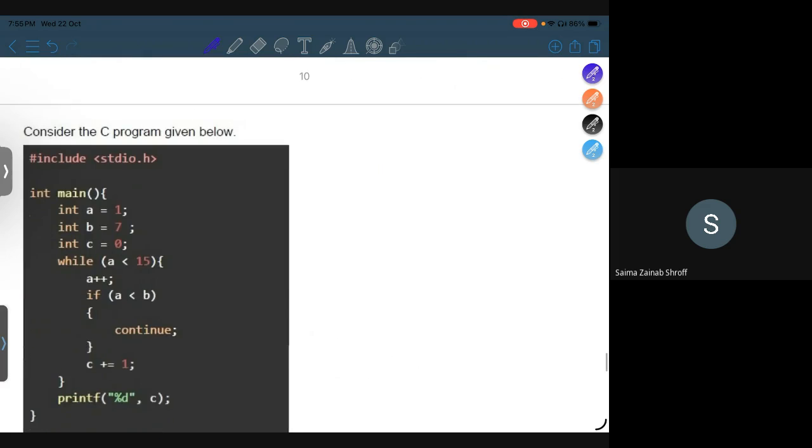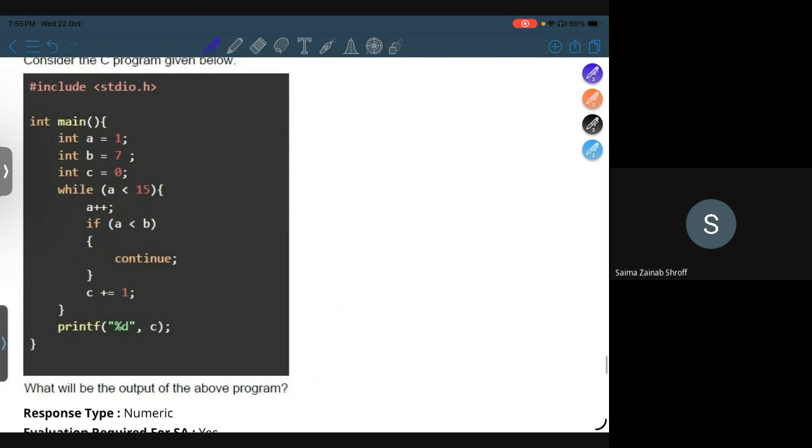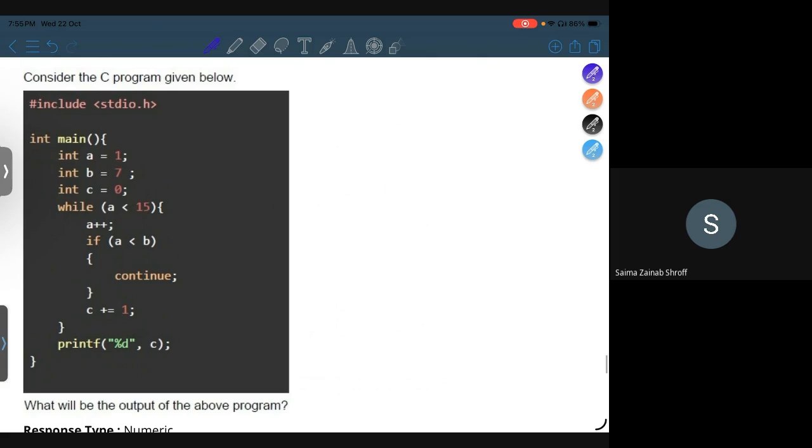Output of a program. A is less than 15. Okay, we need a while condition. B is 7, C is 0. Then A plus plus, 1 is less than B. This will be 2. If A is less than B, yes, continue. Then we'll go again. 2 is less than 15, yes, then it will be 3.